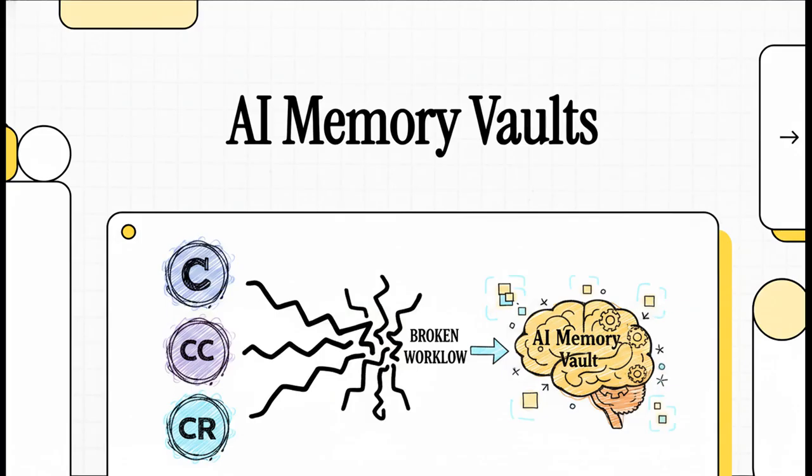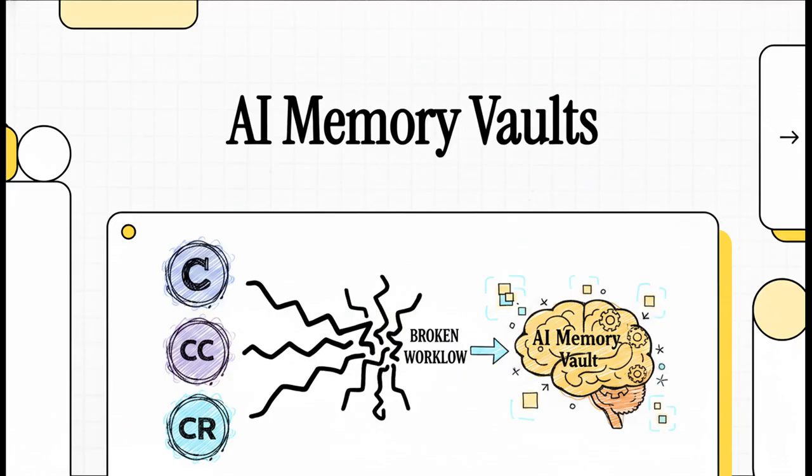I'm absolutely thrilled you're tuning in today because we're diving into a massive paradigm shift in the world of vibe coding. If you're currently using tools like Claude Code, Codex, or Cursor, your standard coding workflow is, quite frankly, fundamentally broken right now. But don't worry, let me explain exactly why that is, and more importantly, how we're going to fix it using something incredibly powerful called an AI memory vault.